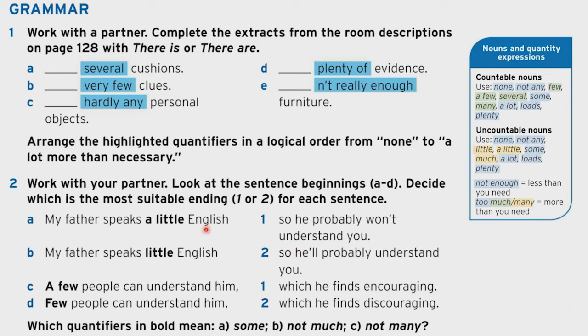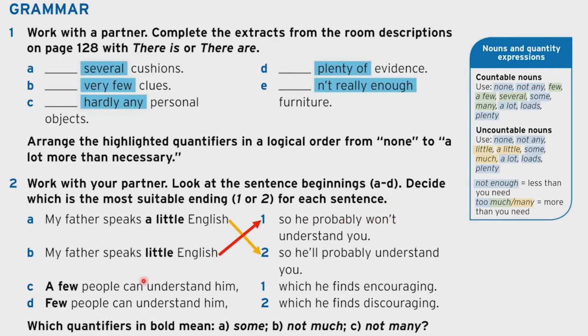Let's see. The letter A says, my father speaks a little English. Do you think that this means that he probably won't understand you, or that he'll probably understand you? It is that he'll probably understand you. But if you say my father speaks little English, it means that he probably won't understand you.